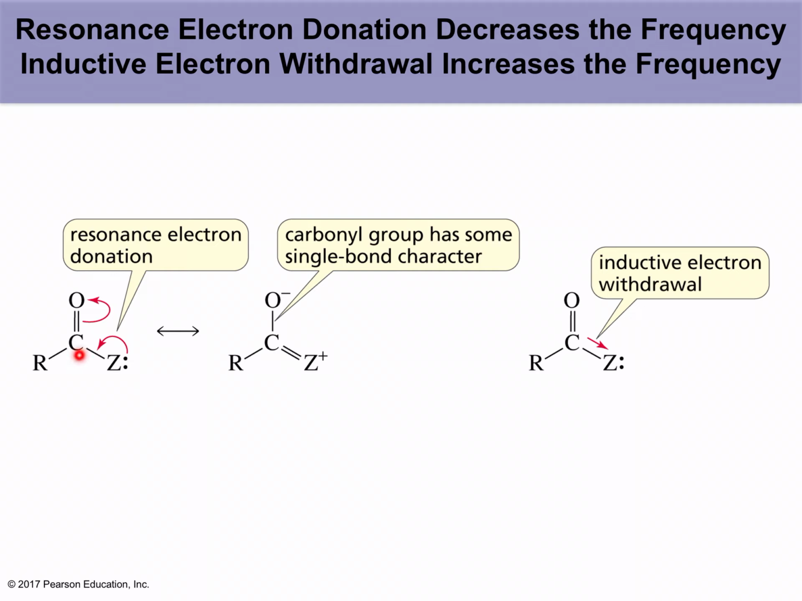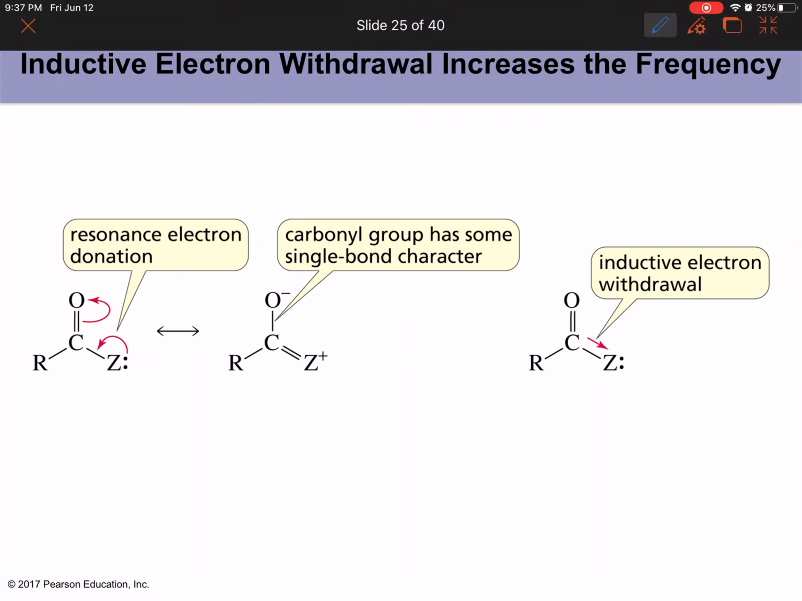Let's say you have a group next to it that is going to inductively withdraw electrons. If it withdraws electrons, then the carbon-oxygen bond will not participate in a resonance like that, and it would remain as a carbon-oxygen double bond. Let me explain this to you with an example.